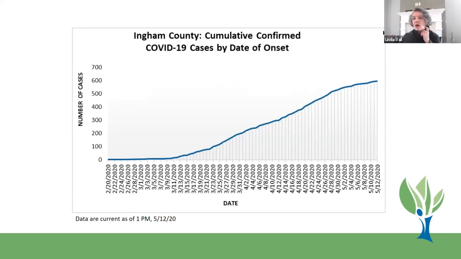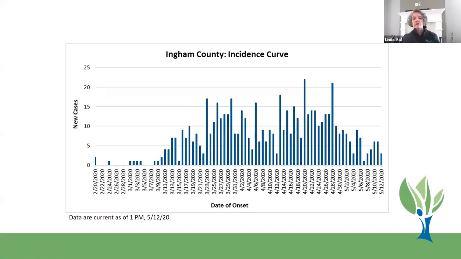So our cumulative case graph looks like this. Basically you see, as we were hoping, that this is starting to flatten. So we have had a decrease in the number of new cases per day, fairly substantial in the last, say, 7 days. When you look at our incidence curve, it looks like this.